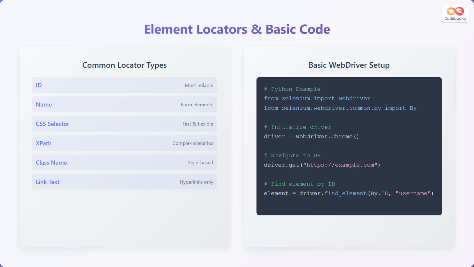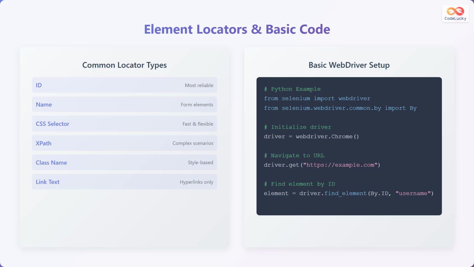Element locators are fundamental to Selenium automation as they help you identify and interact with web elements on a page. There are 6 primary locator types you should master. ID locators are the most reliable, as IDs are typically unique on a page. Name locators work well for form elements that have name attributes. CSS selector locators are fast and flexible, offering powerful selection capabilities. XPath locators handle complex scenarios where other locators fail, though they can be slower.